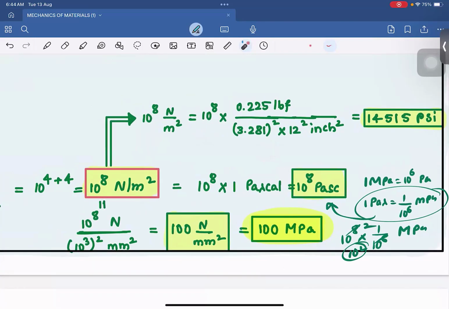And again, this is our unit conversion for feet to inch. 1 foot goes to 12 inch. Again, there are feet square, so the factor is also squared. Finally, we get the answer in lbf per inch square, whose shortcut is pounds per square inch. That's the way we get the answer.